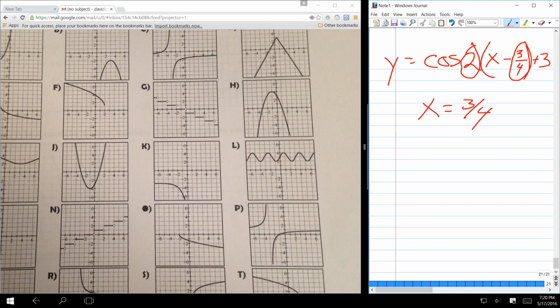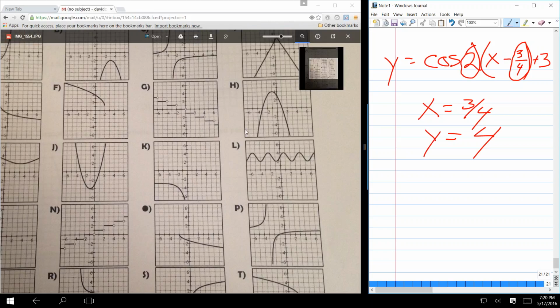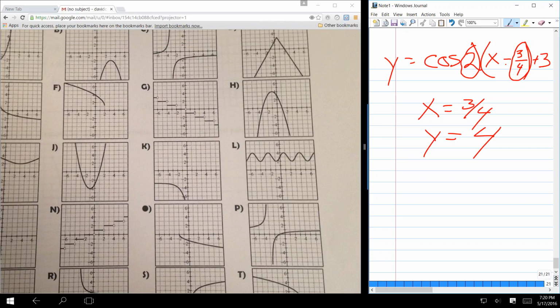Okay, so now we have the cosine of 0, which is 1, plus 3. So y should be equal to 4 when x is 3/4. Now we can find an x of 3/4 right about there and look exactly where y is equal to 4. Okay. So L passes the check a point test. Notice why 3/4 was a better number to use, because we know what cosine of 0 is.